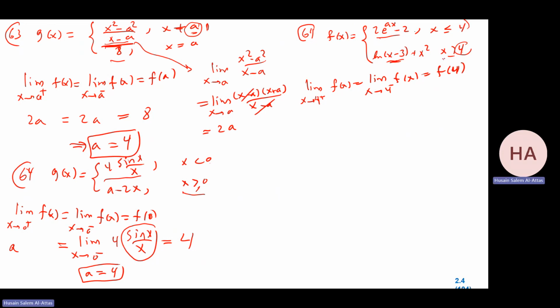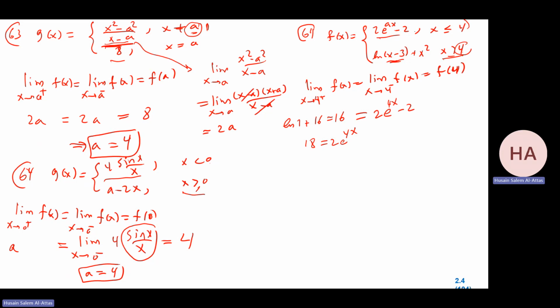4 from right, I'm here, substitute, you have ln 1 plus 16, which is 16. This one will be what? 4 from left, it will be 2e to the 4a minus 2. Am I right? Yeah, I just put x equal 4. I need to solve this equation, take 2 to the other side, so I have 18 equal 2e to the 4a. Left.